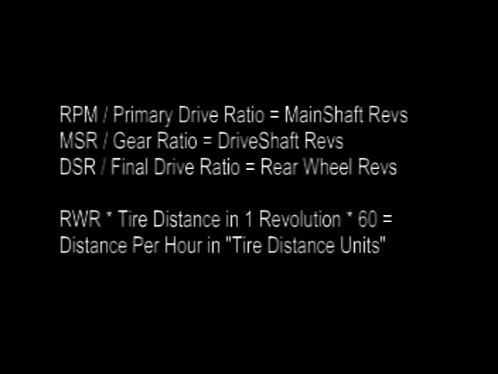So a final overview is RPM divided by primary drive ratio is main shaft revolutions per minute. Main shaft revolutions per minute divided by gear ratio is the drive shaft revolutions per minute. Drive shaft revolutions per minute divided by final drive ratio is rear wheel revolutions per minute. Rear wheel revolutions per minute multiplied by the distance the rear wheel moves in one revolution multiplied by 60 is distance per hour in the units that you have calculated your tire distance in.